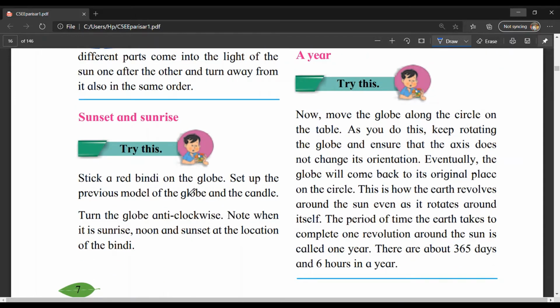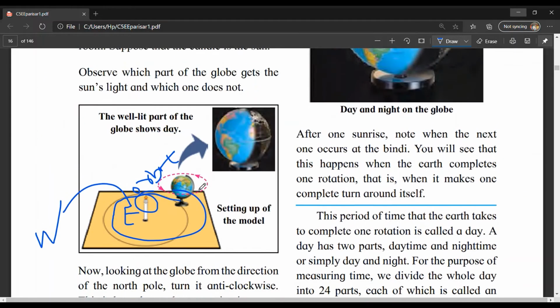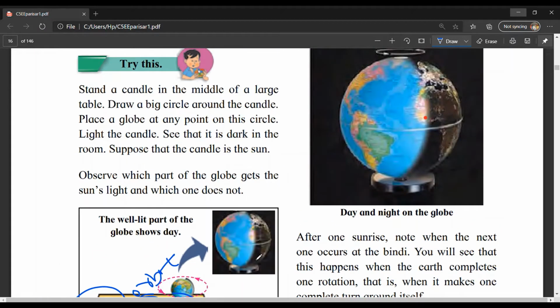Stick a red bindi on the globe, set up the previous model of the globe and the candle. Turn the globe anti-clockwise. Note when it is sunrise, noon and sunset in the location of the bindi. This experiment is really very easy. Whenever you take this globe, you have to put a bindi and move the earth in such a way that the earth will rotate and even revolve, and the bindi will sometimes be in the light part and sometimes in the dark part.